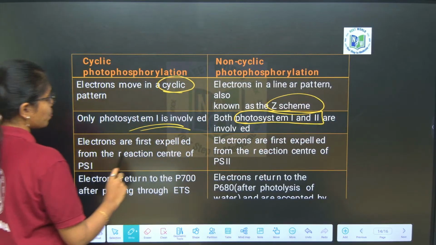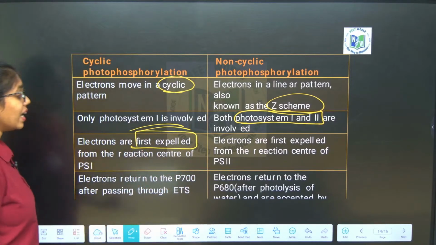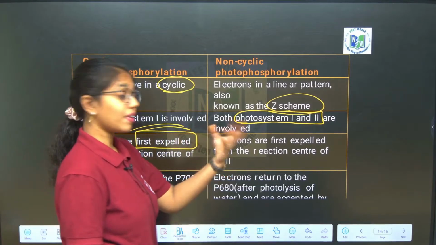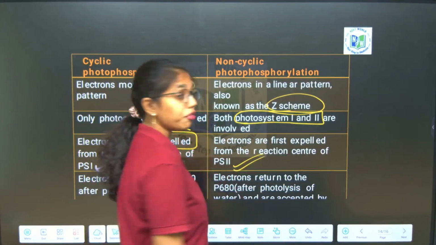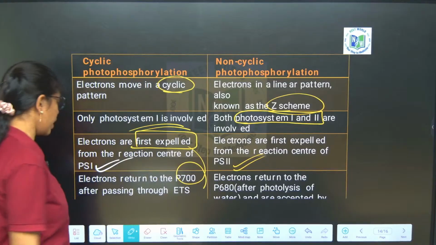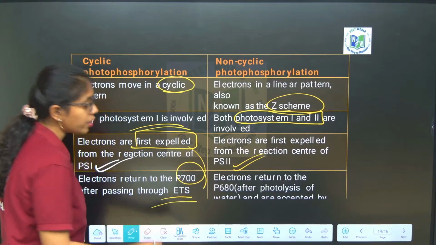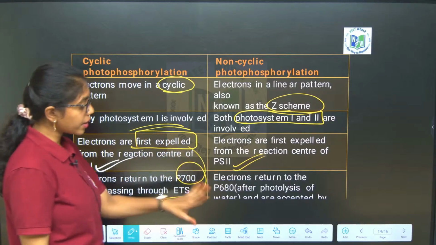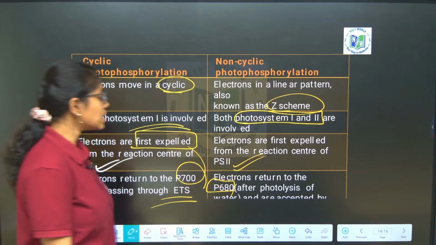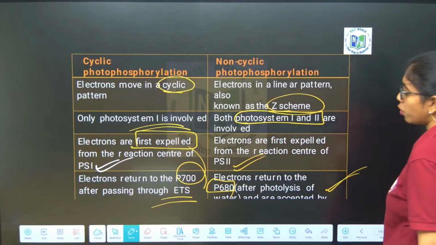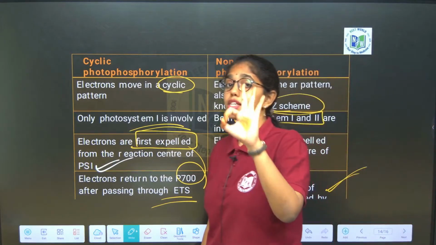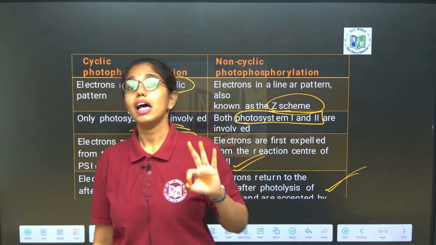Electrons are first expelled from the reaction center of PS1, okay, but here electrons are first expelled from the reaction center of PS2. Here you see, ma, electrons return to the P700 after passing on the electron transport system. Electrons will return to P680 complex over here after photolysis of water, and this is accepted by the photosystem 2. Clear, right, ma?